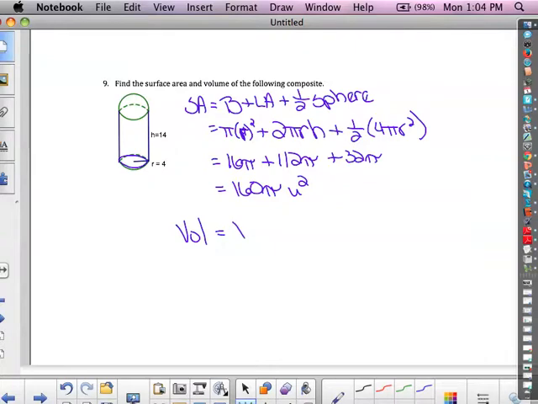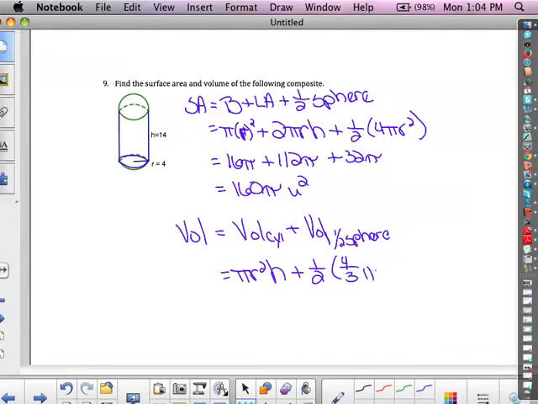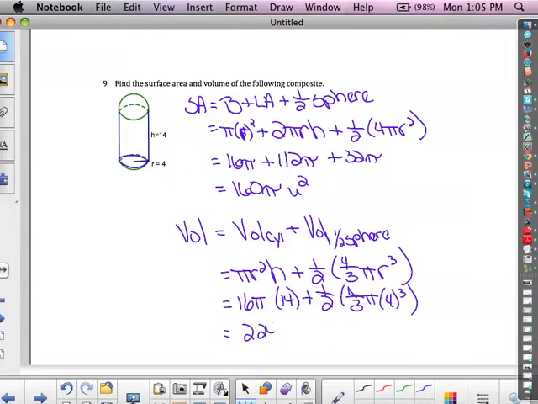Volume is going to be equal to the volume of the cylinder plus the volume of half a sphere. So the volume of the cylinder is the area of the base, pi r squared times the height. Then the volume of the sphere is going to be 1/2 of 4/3 pi r cubed. So my radius is 4, so that's going to give me 16 pi times the height 14 plus 1/2 of 4/3 pi times the radius cubed, which is 64. So I'm going to get 224 pi plus 42 2/3 pi for a volume of 266 2/3 pi units cubed.